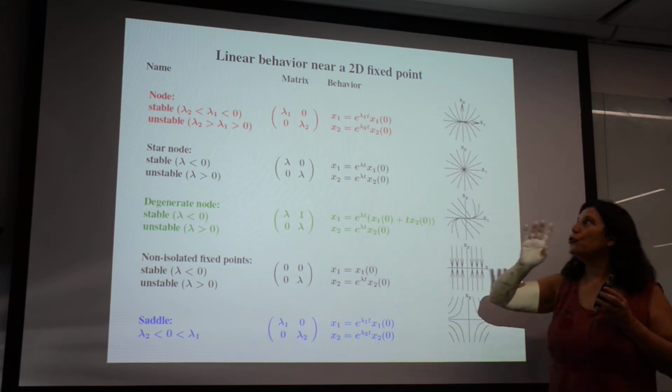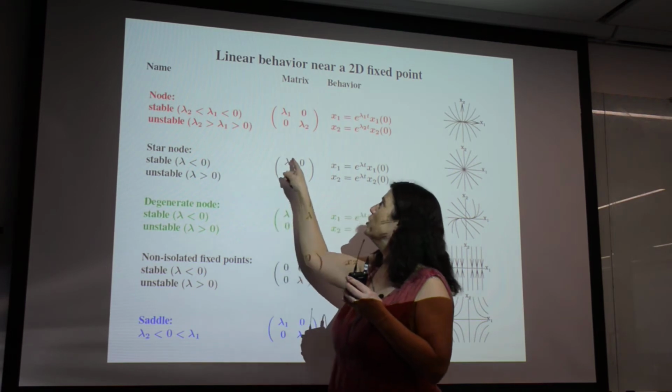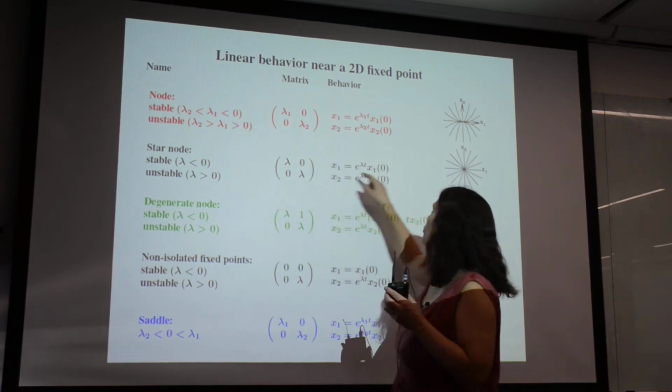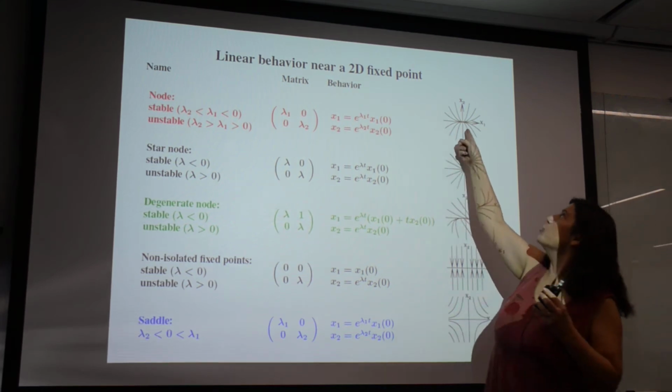Okay? And you'll notice that's different from what I called here a star node, where there's only a single lambda, where you can see why it's called a star. They all go out or in. But this one, you see that it's curved.